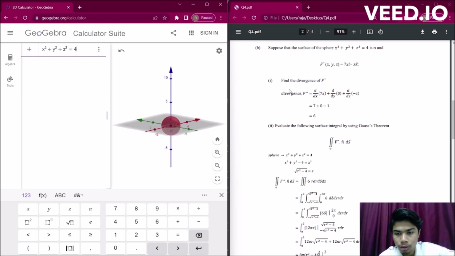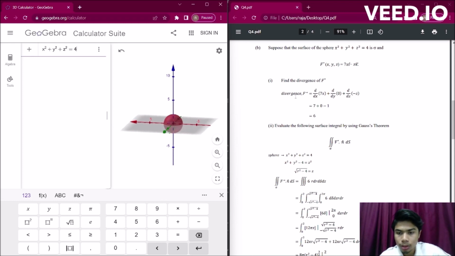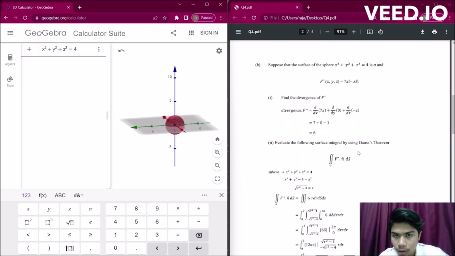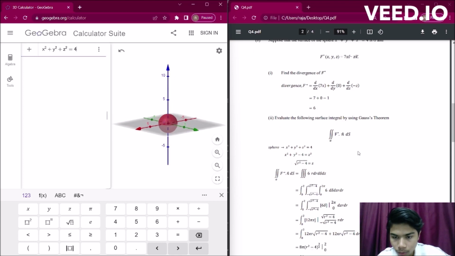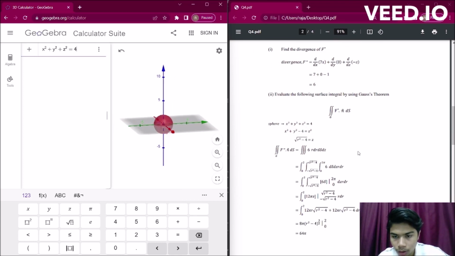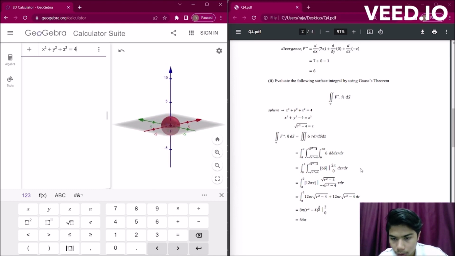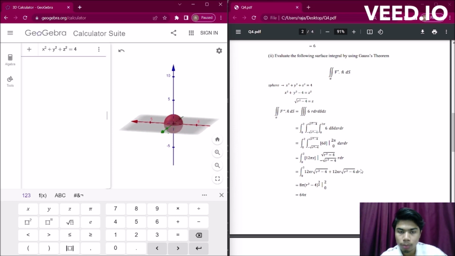Evaluate the following surface integral by using Gauss theorem. For this problem, we must find the value of z using the equation given in question B, and then we use the triple integral to find the value, and then the answer we will get is 64 pi.